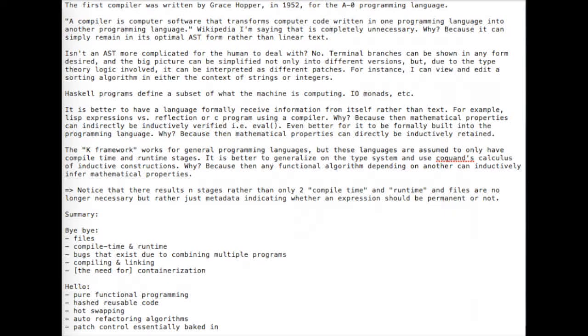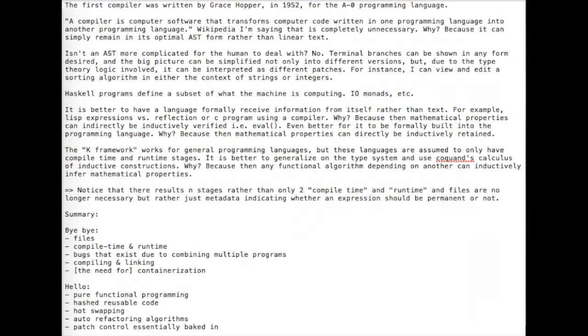But the reason why I was actually interested in the company is because of this research, the ideas behind it. But I realized that the company's more focused on existing programming languages like C in this K framework, and I realized that the idea that I had is actually a little different. I'm going to explain that a little bit. So it's better to generalize on a type system and use code.